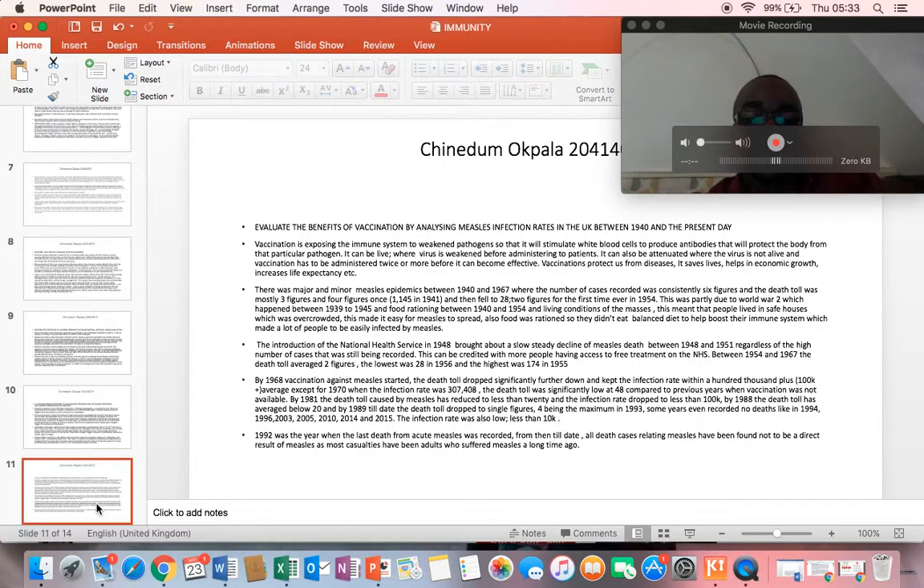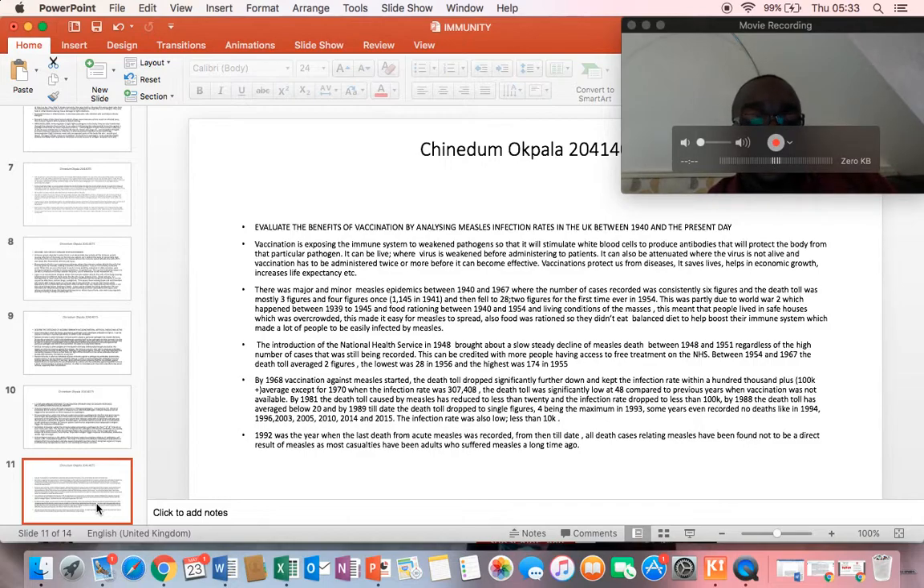The introduction of the National Health Service in 1948 brought about a slow, steady decline of measles deaths between 1948 and 1951, regardless of the high number of cases that were still being recorded. This can be credited to more people having access to free treatment on the NHS. Between 1954 and 1967, the death toll averaged two figures. The lowest was 28 in 1956 and the highest was 174 in 1955.